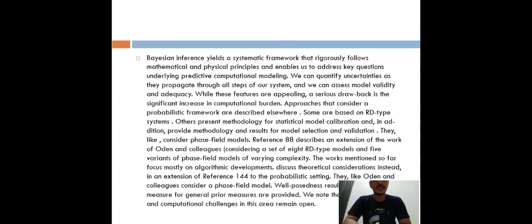The work mentioned is so far focused mostly on algorithmic development. We discuss theoretical considerations instead in an extension of reference 144 to the probabilistic setting. They, like Oden and colleagues, consider a phase field model, and well-posedness results for the posterior measure for general prior measures are provided. We note that several modeling and computational challenges in the area remain open.